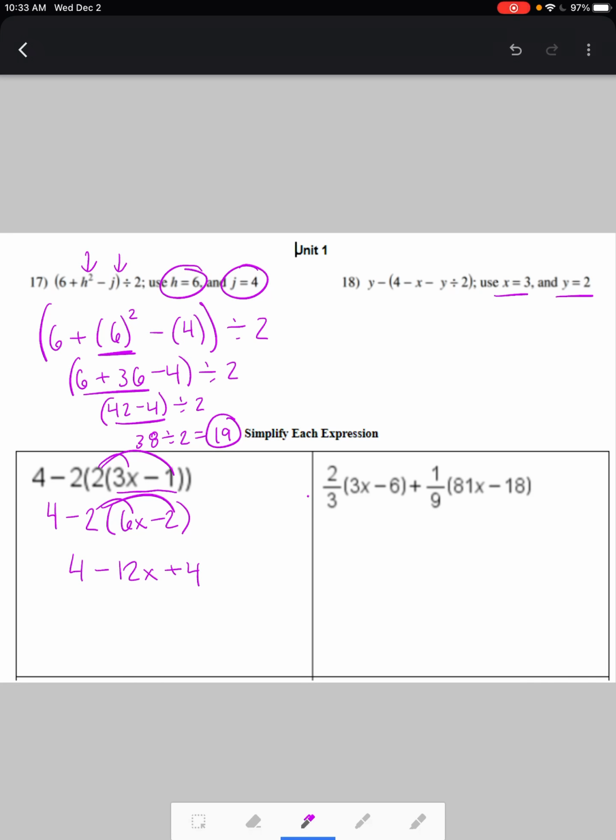Last step here, we do have some like terms. So 4 and 4, so we'll end up with negative 12x and positive 8 as our final answer.